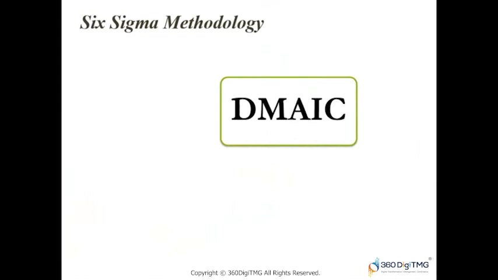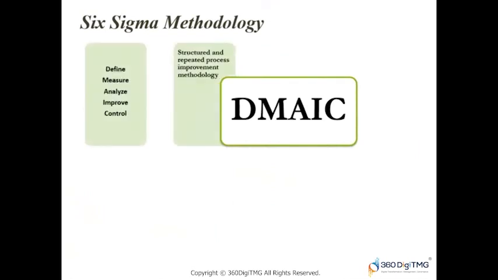All right. Here is DMAIC. D stands for define, M stands for measure, A stands for analyze, I for improve, and C for control. It is a structured and repeated process improvement methodology which you do again and again, right? You need to keep improving your standards. So you keep doing this. This is a repeated process. It is a structured process. You follow this in sequence: define, measure, analyze, improve, and control, in that sequence.